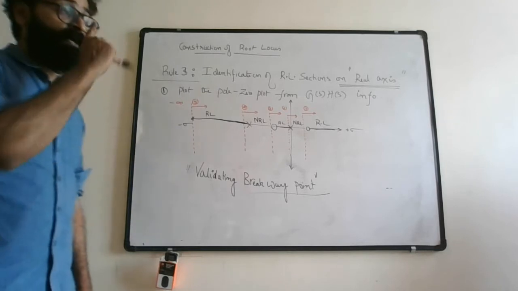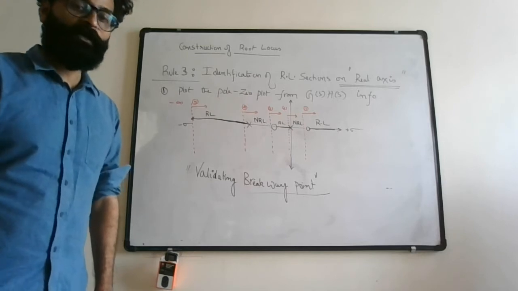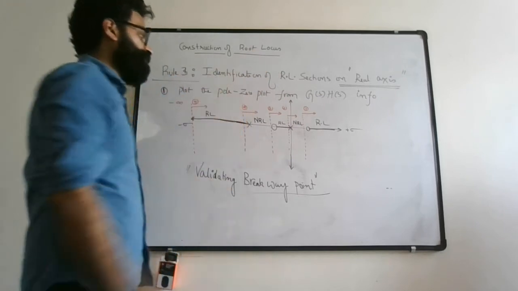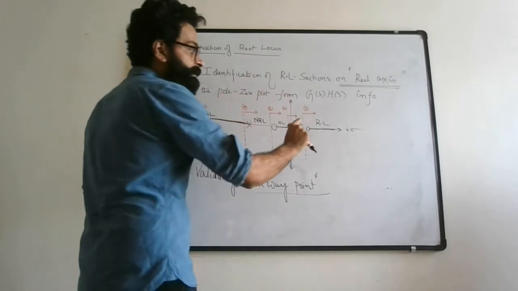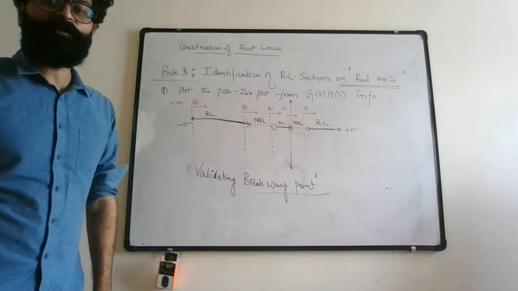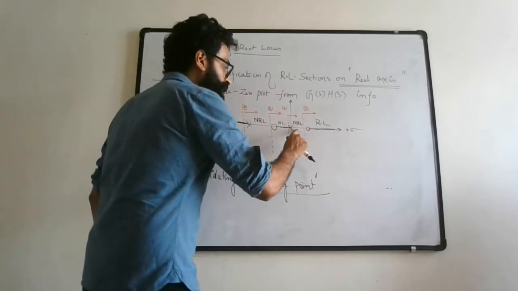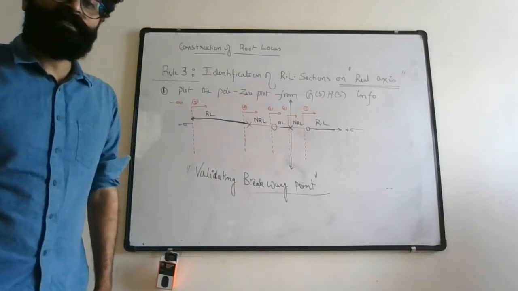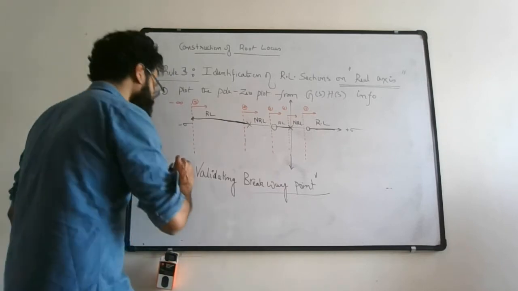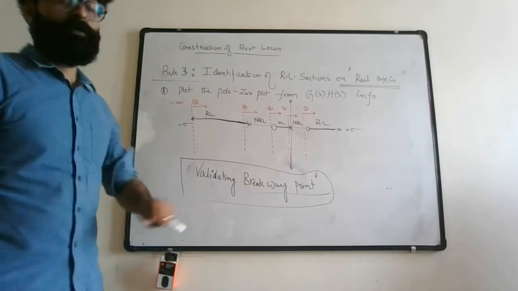Sometimes you may get two or three breakaway points. Whether all the breakaway points are valid or invalid can be checked using rule number 3. If your breakaway point falls in the root locus region, then you can call it a valid breakaway point. On the other hand, if it falls in the NRL region, then it is an invalid breakaway point and you can discard it. So in other words, it is nothing but a validity check of the breakaway point. Alright, so that was rule number 3.